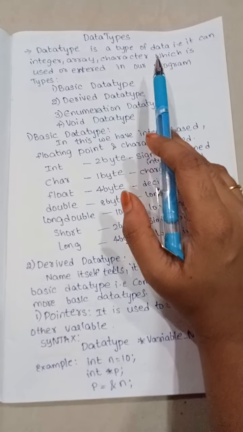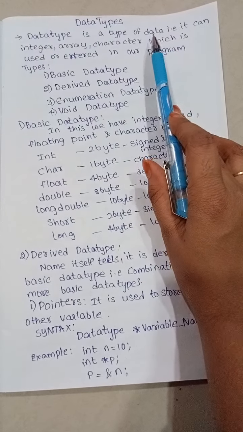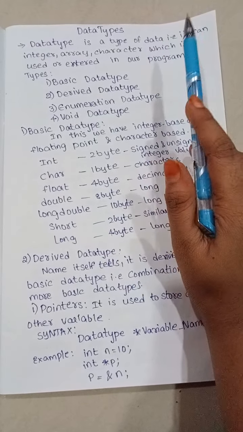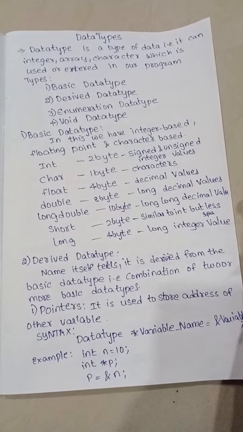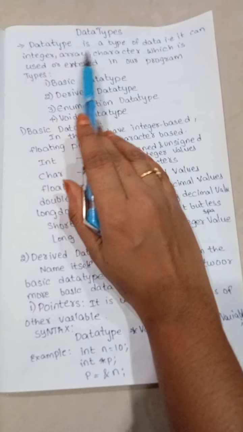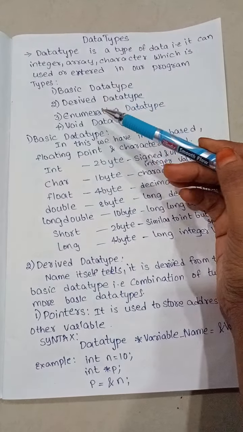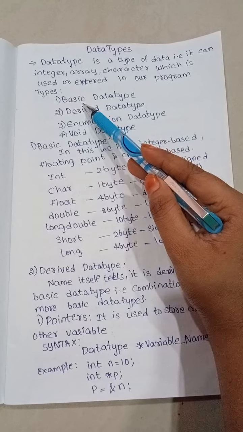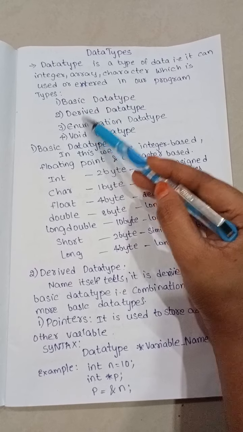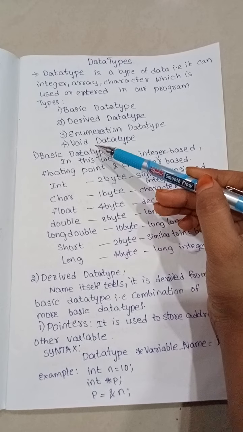Today we are going to learn what a data type is and its types. A data type tells what type of data we require in our program. That is, it can be an integer, array, character, or any other data type. We have four types of data types. First is the basic data type, second is the derived data type, third is the enumerated data type, and fourth is the void data type.